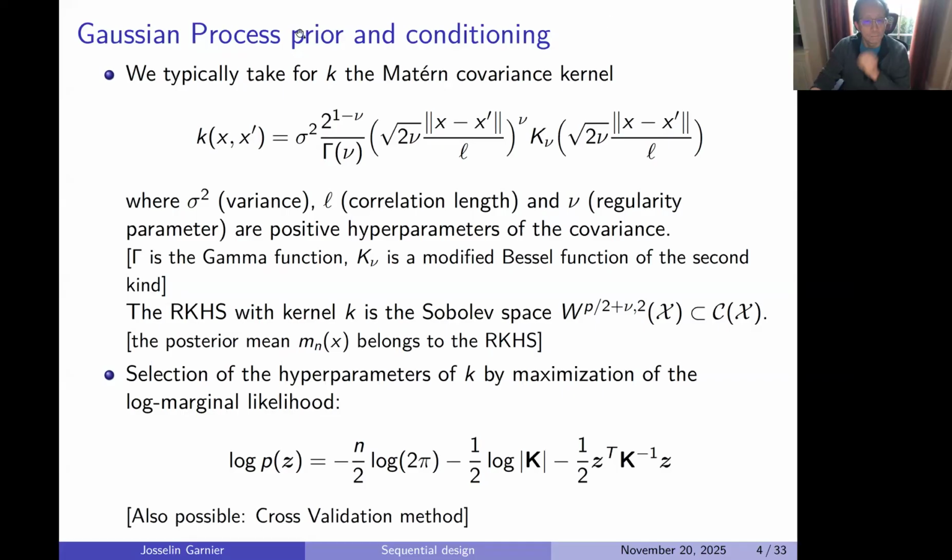Okay. So that still belongs to my first question. The nu, in my mind, could be an important parameter. Yes, nu is the most important one. It really governs the smoothness, and as you can see, the RKHS, the space in which the posterior mean lives, depends only on nu. It does not depend on L or on sigma squared. It just depends on nu.